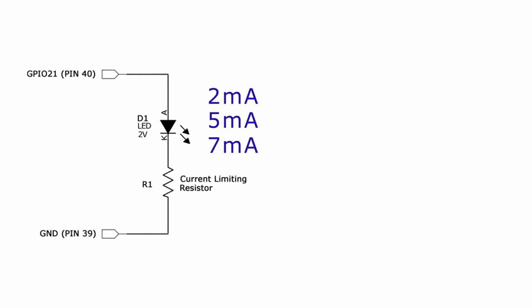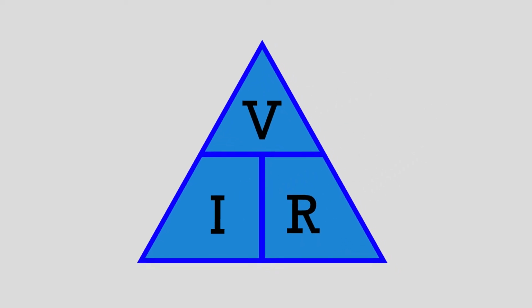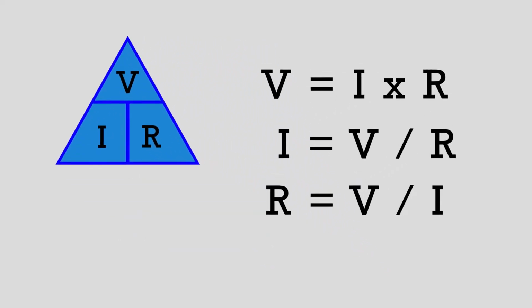So let's figure out the value of R1. First, we have to take the supply voltage from the GPIO pin, which is 3.3 volts. We then need to subtract the 2-volt voltage drop across the LED, that was called the forward voltage, which leaves us with a total of 1.3 volts left. That 1.3 volts will be our voltage drop across the resistor R1, which means we can now use Ohm's law to figure out the value of the resistor using the proper formula.